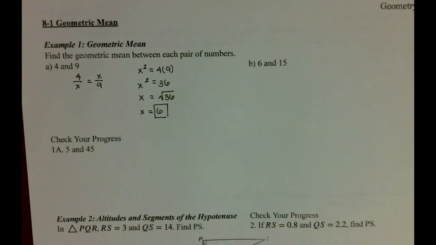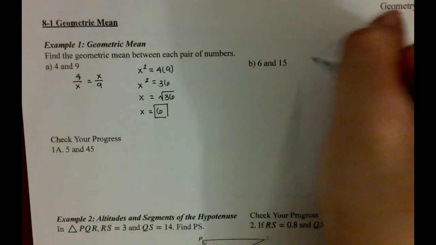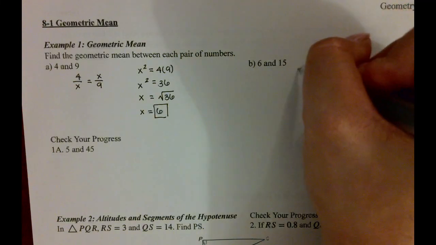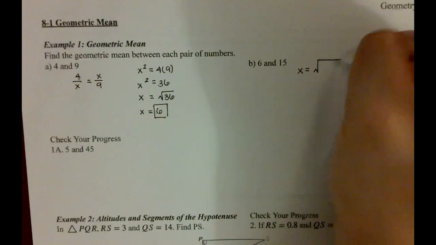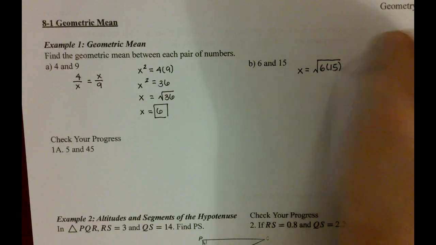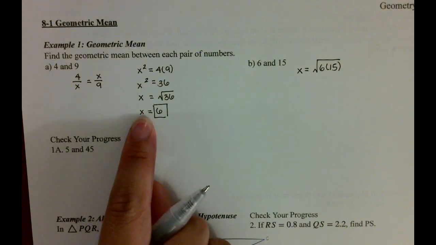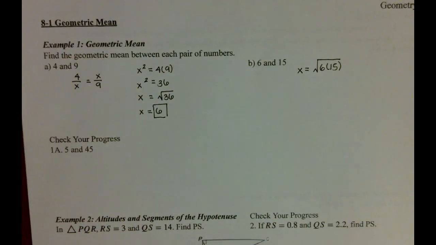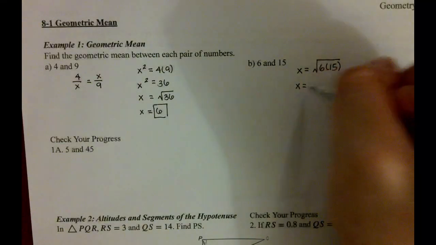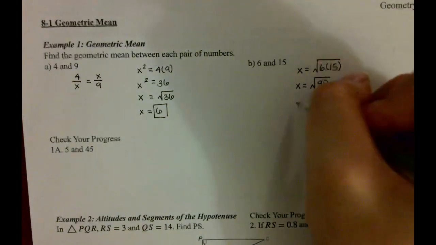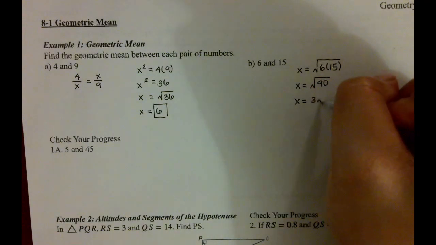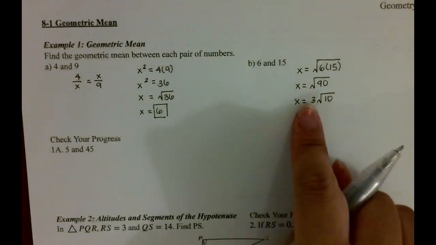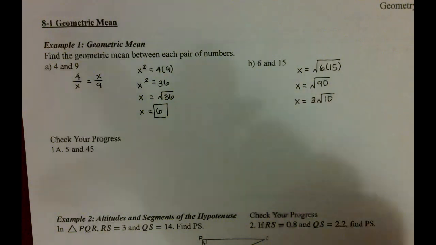Then let's do 6 and 15. Same thing, or we can just skip all of this to know that the geometric mean is the square root of the two numbers multiplied together. We saw that here, it was just the square root of these two numbers multiplied together. So 6 times 15 is 90. The square root of 90 would be 3 square root of 10, because 90 is 9 times 10, and then the square root of 9 comes out as a 3. So this would be the geometric mean.